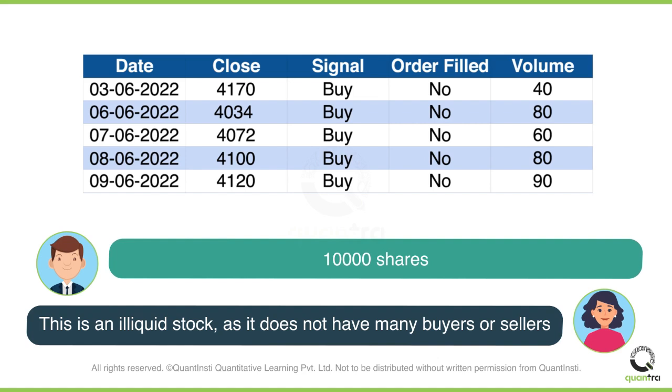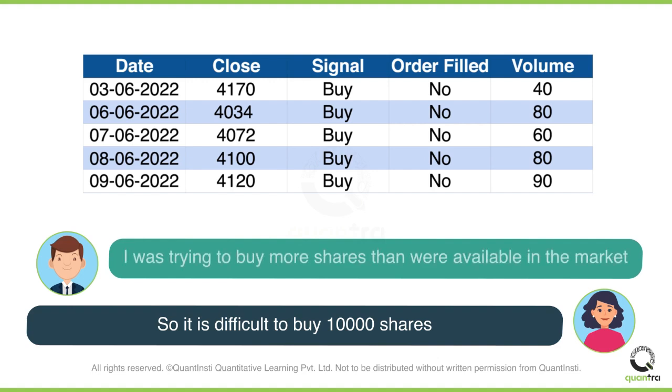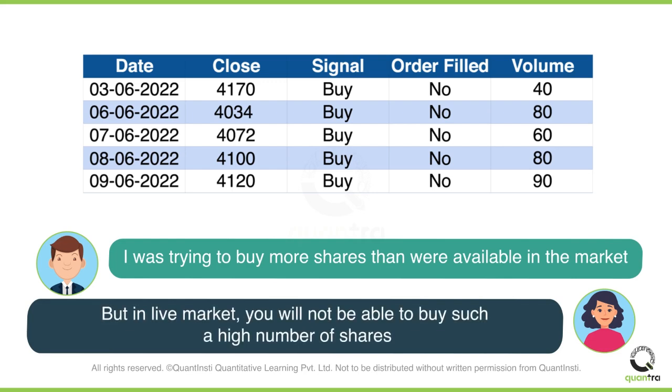This is an illiquid stock. That means that it does not have many buyers or sellers. Therefore, it is difficult to buy 10,000 shares of this stock. John realizes that he was trying to buy more shares than were available in the market. In backtesting, he didn't check for the volume while placing the order. This resulted in unrealistic output from backtesting. In the live market, you will not be able to buy such a high number of shares.